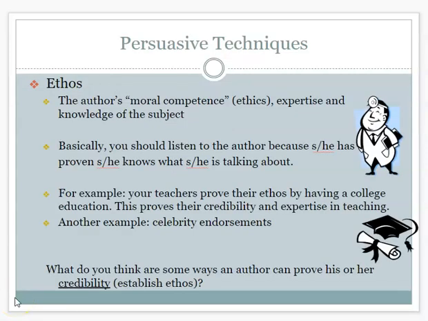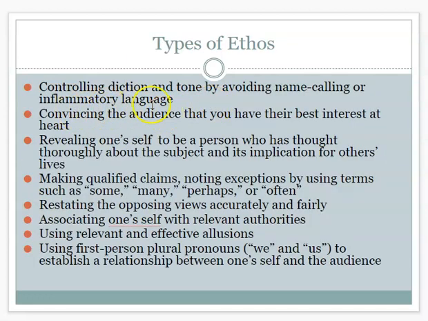Writers and also speakers use persuasive techniques like ethos, which refers to the competence, the expertise, and the knowledge of the speaker or the author. That's where the speaker lets you know that you should trust them. Examples would be your teachers proving their ethos by having a college education. Also, celebrity endorsements can sometimes be references to ethos. You may see it in the way someone speaks, so you can tell they're educated by their word choice, by using claims, by associating someone with certain authorities.